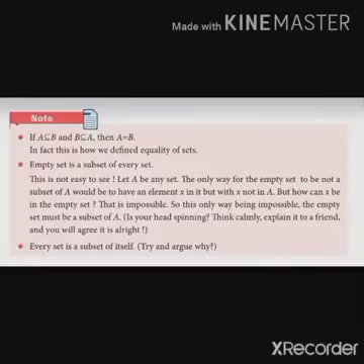There is a note on page number 10. First one is, if A is a subset of B and B is a subset of A, then A is equal to B. What did you understand here? If A is equal to B, then we can say A is a subset of B and B is a subset of A. The A set and B set are the same. If the A set and B set are the same, we can say A is a subset of B and B is a subset of A.